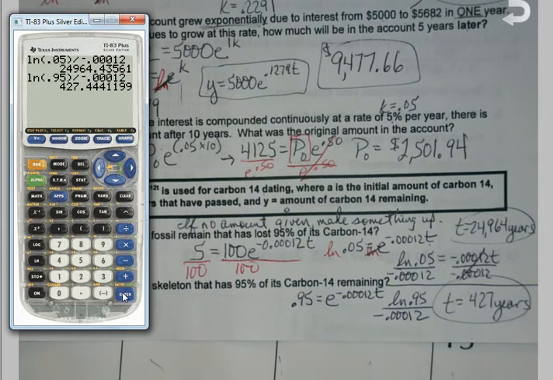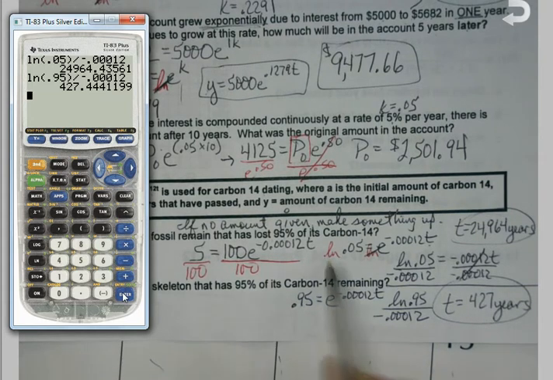So we got a little bit better to play with here, but again, basically we keep doing the same types of things, using our rules with logs or exponents to isolate the variable that we're trying to solve for. And that's kind of the key of this whole thing.